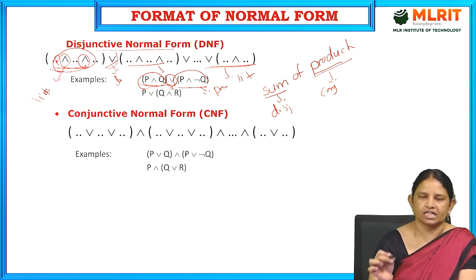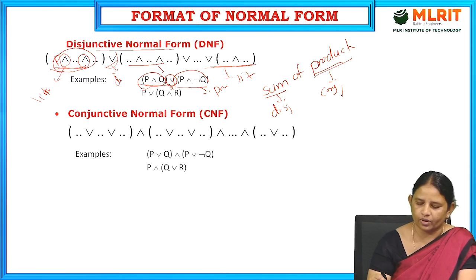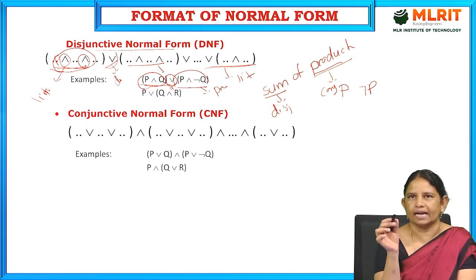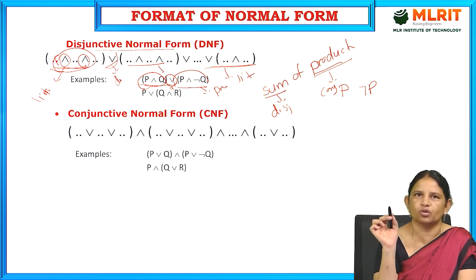Every product consists of either a variable or the negation of the variable. Any literal is a variable or the negation of the variable. So, what is the objective? We need to convert the given propositions into either disjunctive normal form or conjunctive normal form.